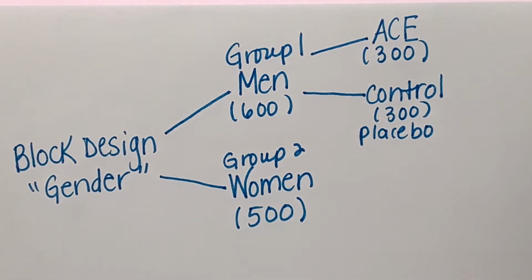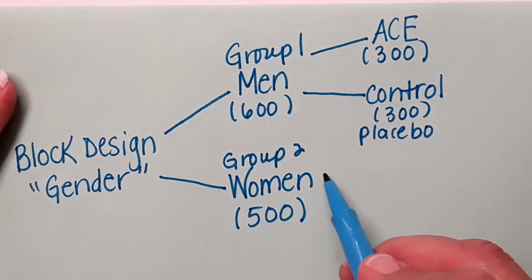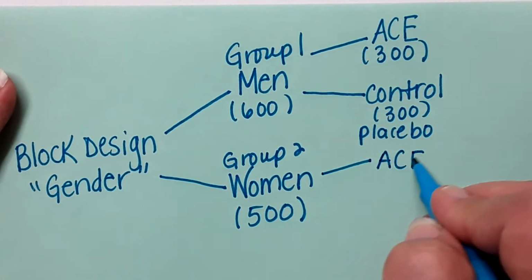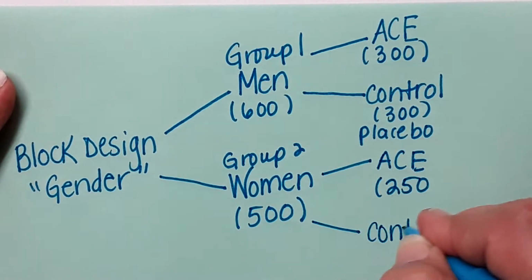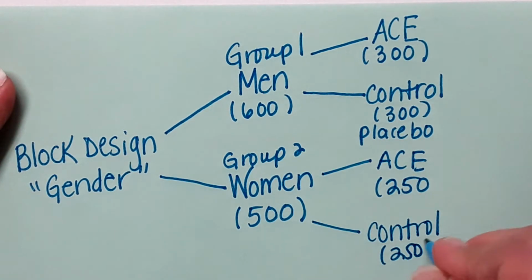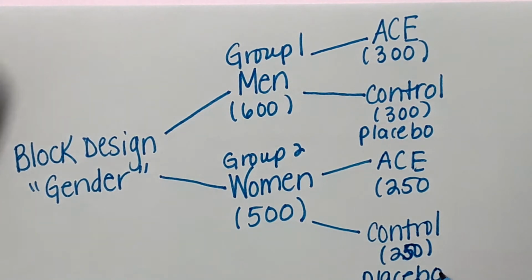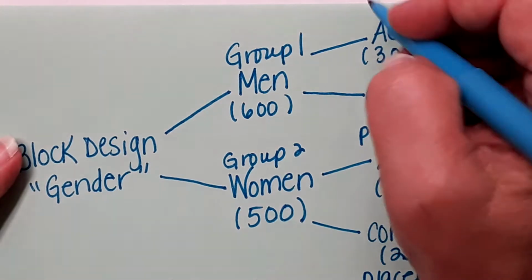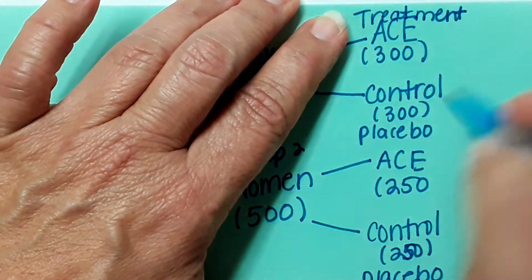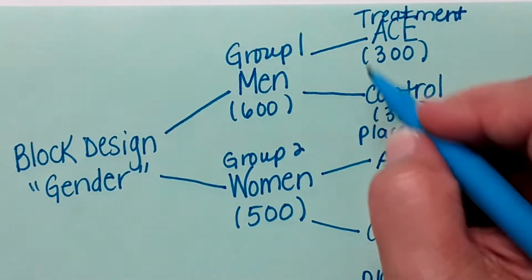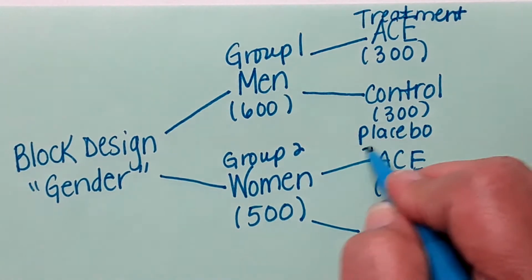So what's going to happen with the women, the females? Same thing. This is going to be ACE, and there's going to be 250, and then there's going to be a control group. There's going to be 250, and they are going to get a placebo. Can we just label the control group like placebo? No, you need to put control. The placebo is the treatment, control is the group. And this one, you could put treatment here, and then put the ACE. And then put treatment here. You could also put control, and then this one would be the treatment.